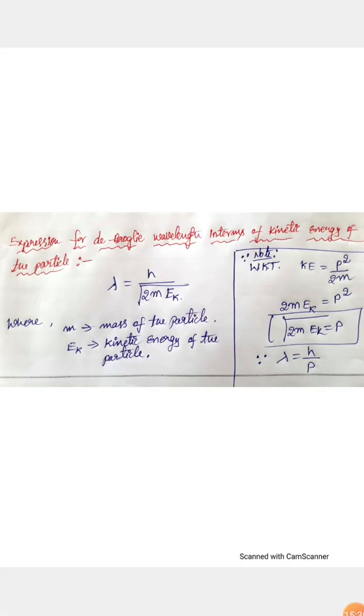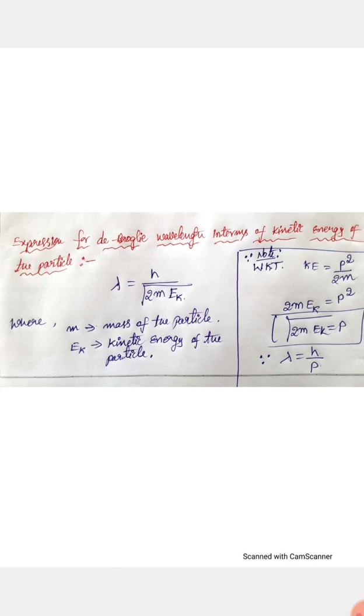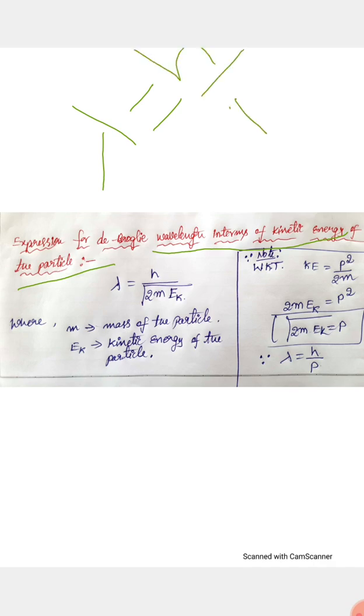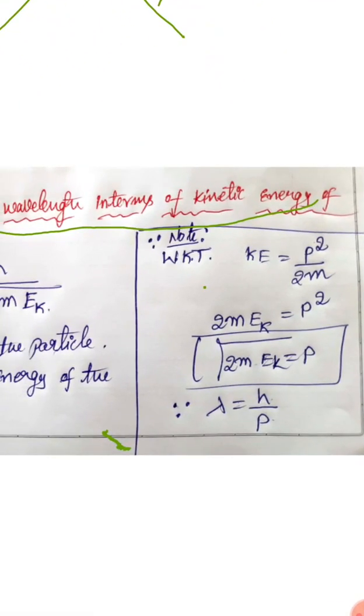That is the expression for de Broglie wavelength in terms of kinetic energy of the particle. Now we have to write the de Broglie wavelength, lambda is equal to h by p. Lambda is equal to what? h divided by p. We have to express this in terms of the kinetic energy.